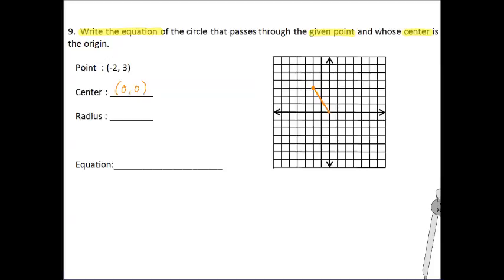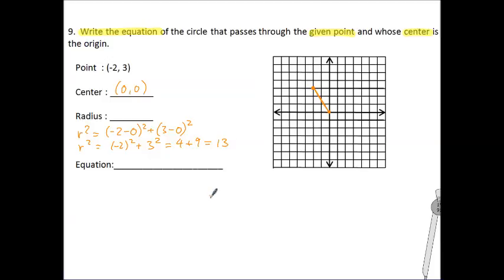So we are going to use our equation to find r squared. R squared is equal to the x-coordinate of our point, -2, minus the x-coordinate of the center, 0, all squared, plus the y-coordinate of our point, minus the y-coordinate of our center, and squared again. And now let's find out what that is. R squared is equal to -2 squared plus 3 squared, which is the same as 4 plus 9. So r squared is equal to 13.